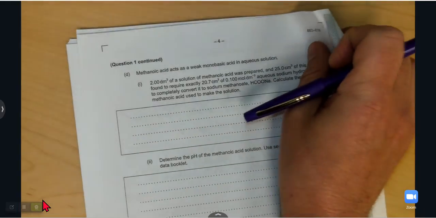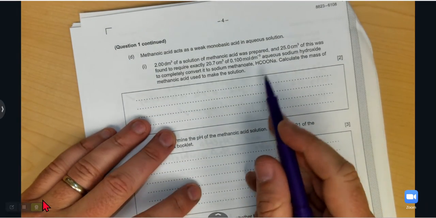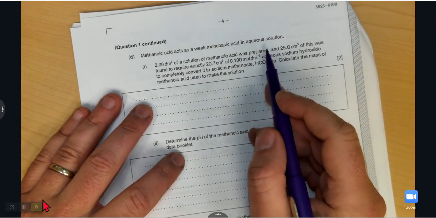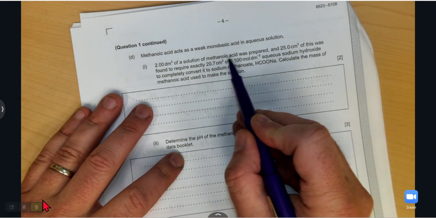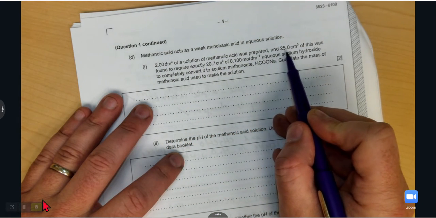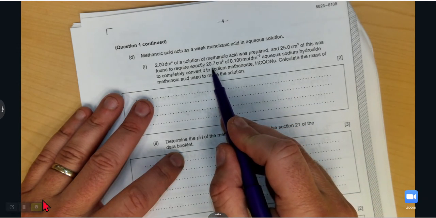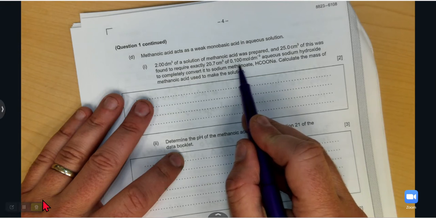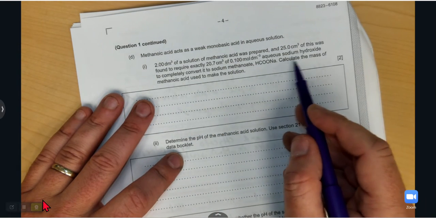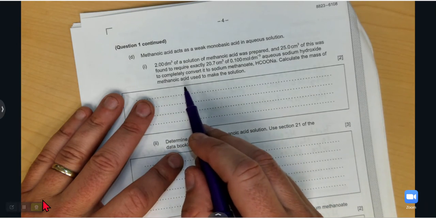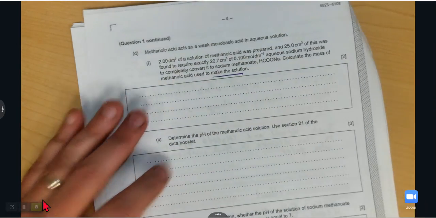All right, so moving on, it says methanoic acid acts as a weak monobasic acid in aqueous solution. 2 liters, or cubic decimeters, of a solution of methanoic acid was prepared, and 25 cubic centimeters of it was found to require exactly 20.7 cubic centimeters of 0.1 molar sodium hydroxide. Calculate the mass of methanoic acid to use to make the solution.